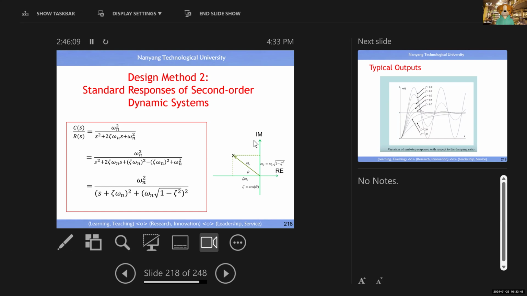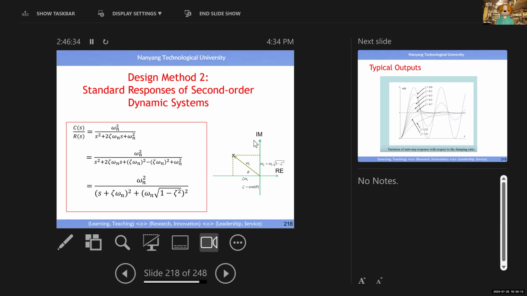Another typical value is when zeta equal to negative. Negative, then this is a positive. Then you will see when zeta is negative, this is not stable, right? So we do not consider when zeta becomes negative, right? So zeta could be equal to 0, a value between 0 and 1, equal to 1, or greater than 1, right? So this is the meaning of all these values here.